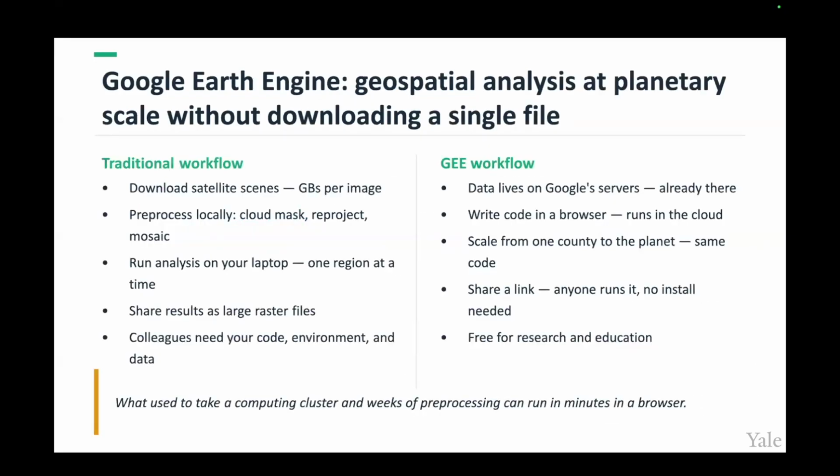So how is that different from the traditional workflow? In the traditional remote sensing and geospatial workflow, you download the data, you process it locally, and then you also need to find a way to communicate your analysis and results to others. Well, in the Google Earth Engine workflow, the data lives on the Google servers. What you do is you open your browser and write a request of the analysis you want to do, and that will be sent to the Google server and processed, and then you get back the results.